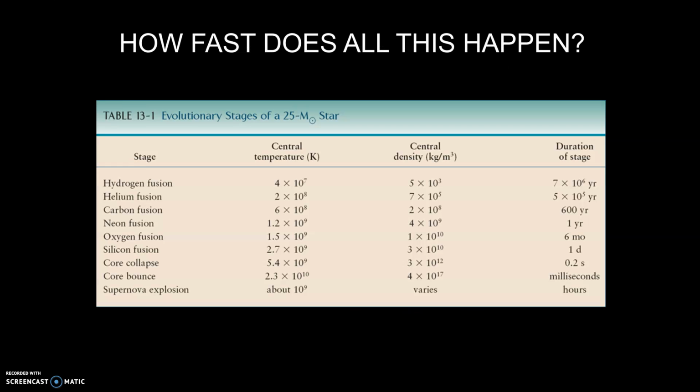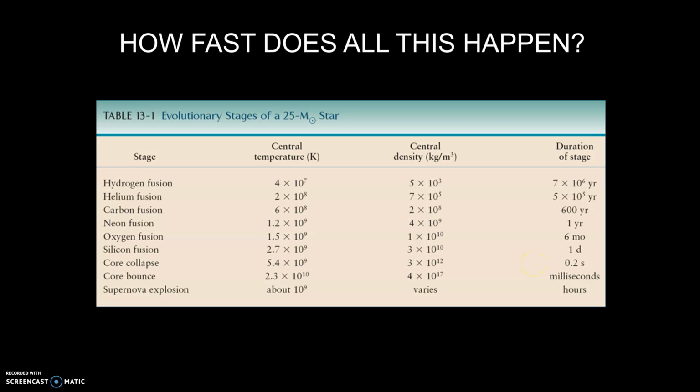How fast does this happen? If we look over all those different shells, we can see that in 7 million years, we move into our hydrogen fusing stage. After 500,000 years, we're going to see our helium fusion. 600 years, we have our carbon fusion. 1 year, we'll see neon fusion. 6 months, we'll see oxygen fusion. 1 day, we'll see silicon fusion. And then our core collapse will happen in 0.2 seconds.